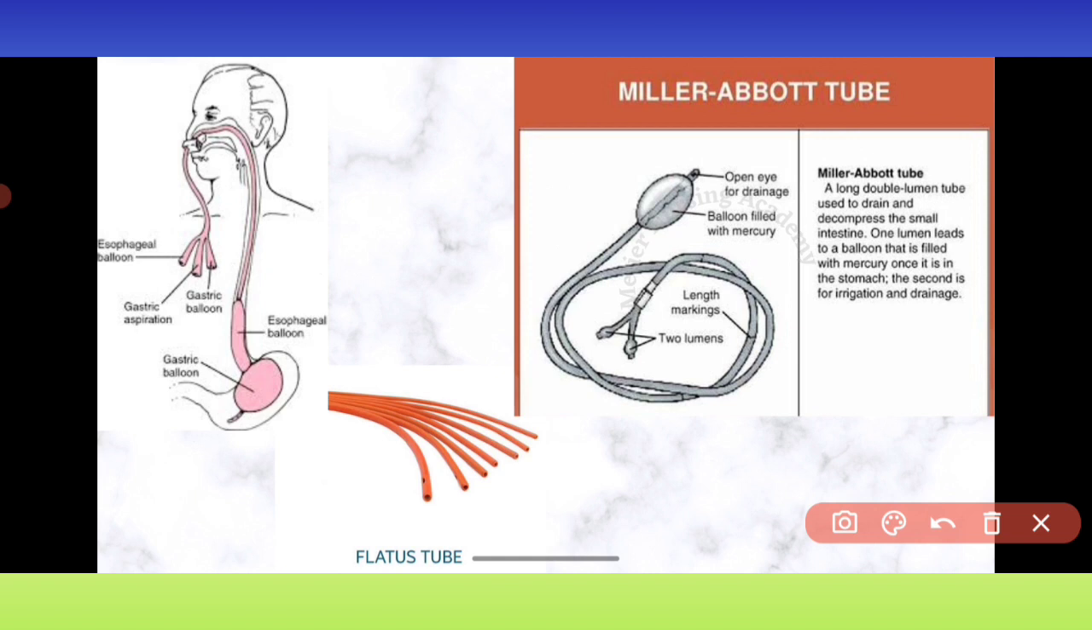Mercury is used to increase the weight, and the mercury will be filled in this balloon. Because of the weight, it will go inside the intestine very easily and it will remain in that area for a prolonged period of time till the irrigation and drainage is over. Once the irrigation and drainage is over, the decompression will take place. So it is a double lumen tube used to drain and decompress the small intestine. This is all about the Miller-Abbott tube.